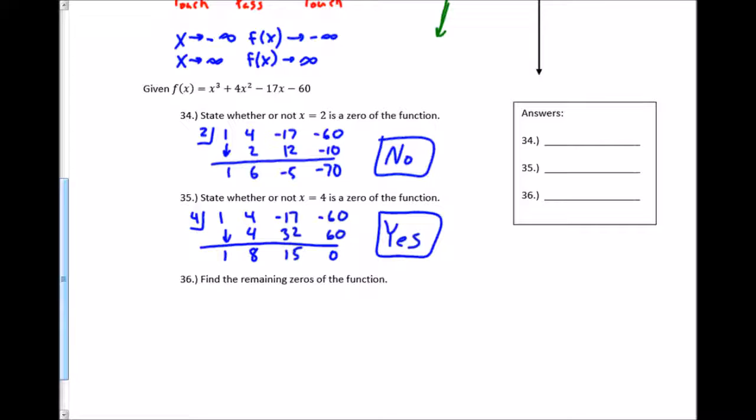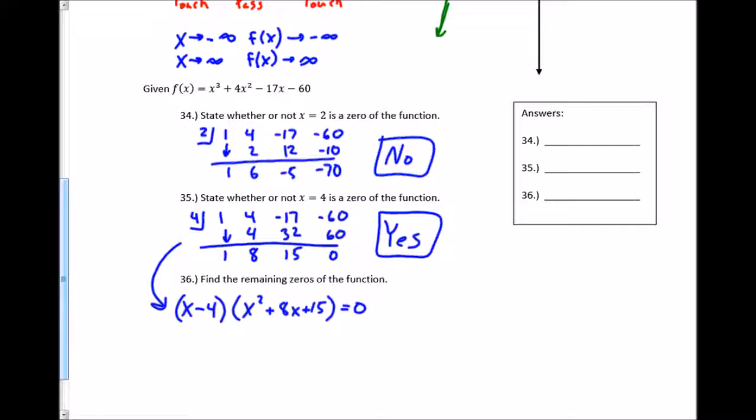All right? And now if we want to find the remaining zeros, again, we're still using the same problem here. Really, this guy tells me this. If the 4 divides evenly, it means that x minus 4 is one of my factors. And when I divided that out, it left me with this bottom thing, the 1, the 8, and the 15, which is a 1x squared plus 8x plus 15. So essentially I'm factoring it through division.